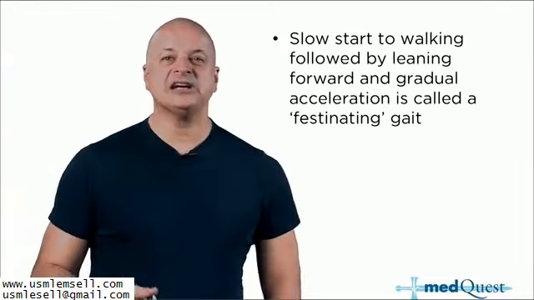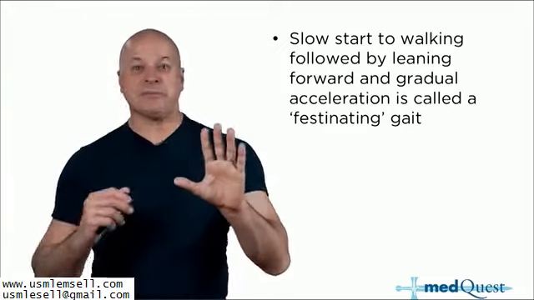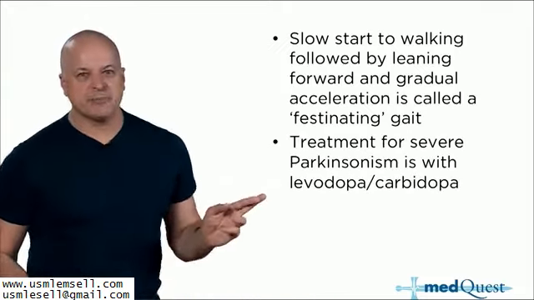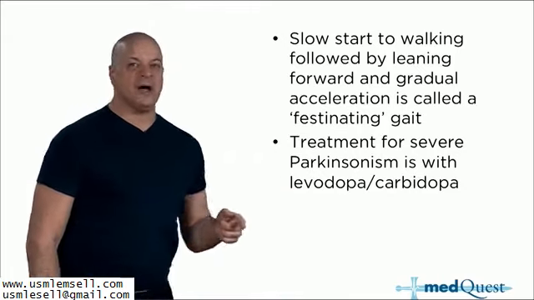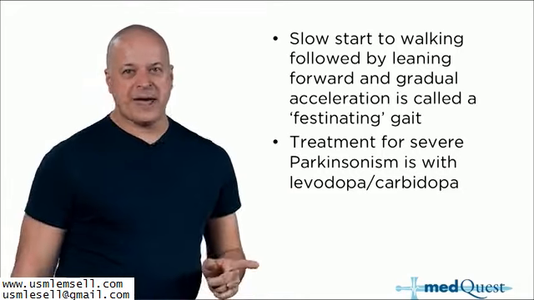Wow, those guys, they're slow to start. But once they get moving, then they can't stop themselves. Festinating gait. And the treatment for severe Parkinson's, levodopa, carbidopa. A little bit more mild, dopamine agonists, ropinirole, pramipexole. So that's the management. That's the festinating slow gait because of postural instability.